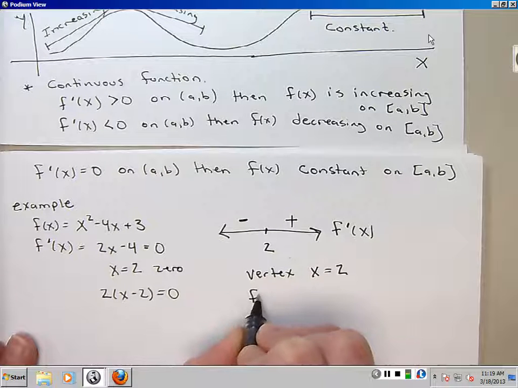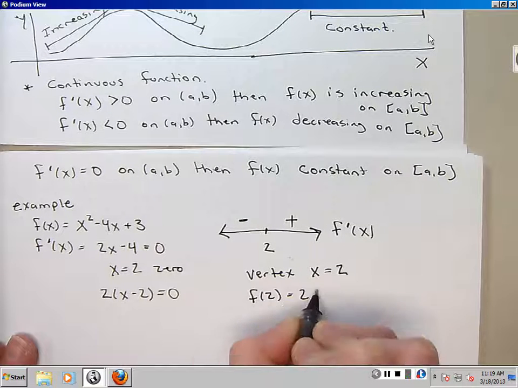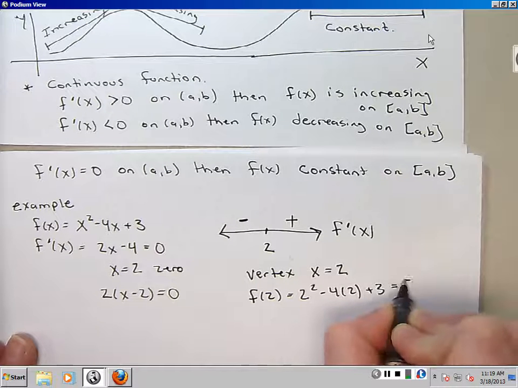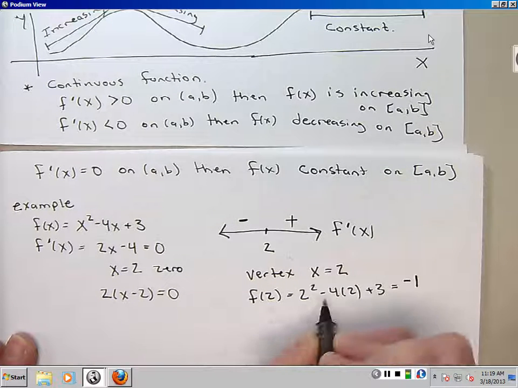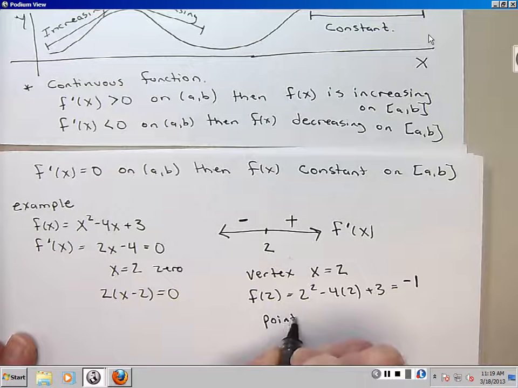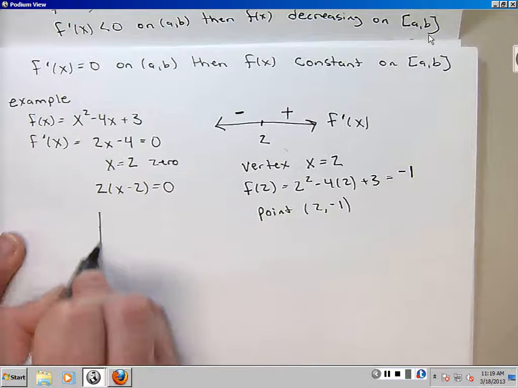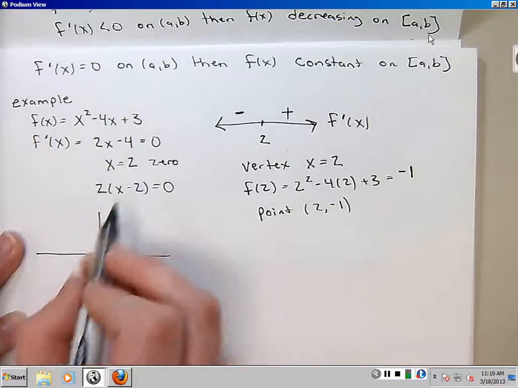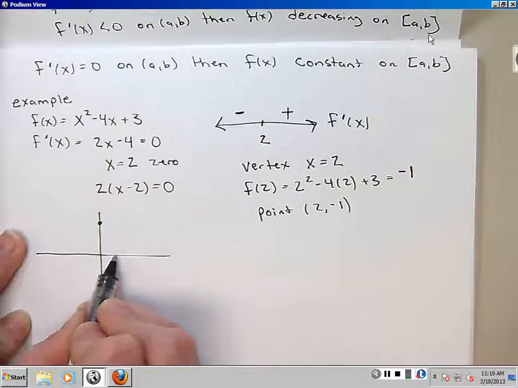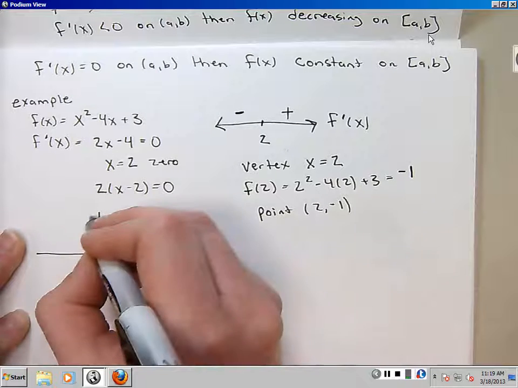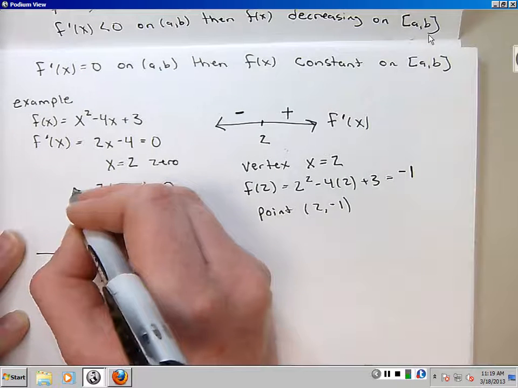If I plug in 2 to my original function, I get 2 squared minus 4 times 2 plus 3, which is minus 1. So my vertex is at the point 2 comma minus 1. That's the minimum value. If I was to graph this, my y-intercept would be 3. At x equals 2, my value of the function would be minus 1. So I'd have this quadratic.